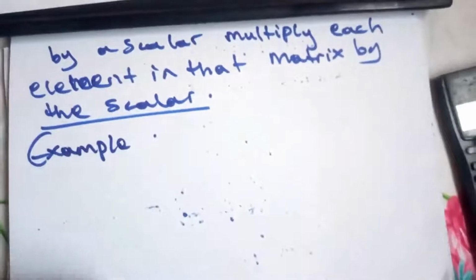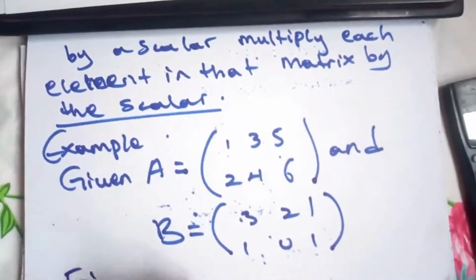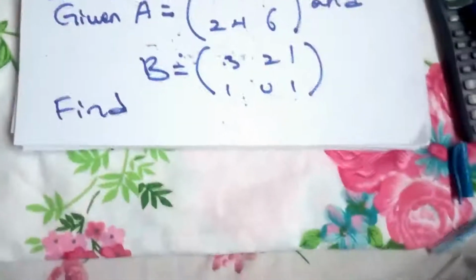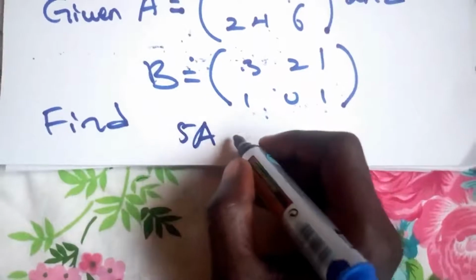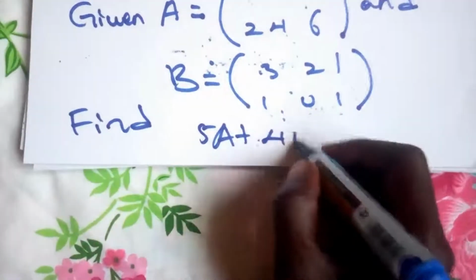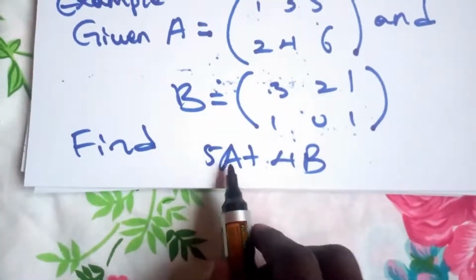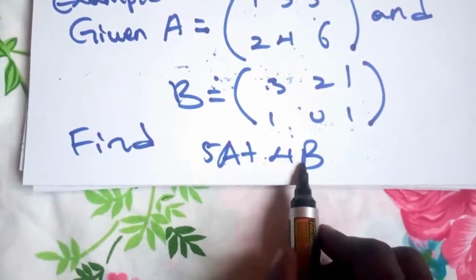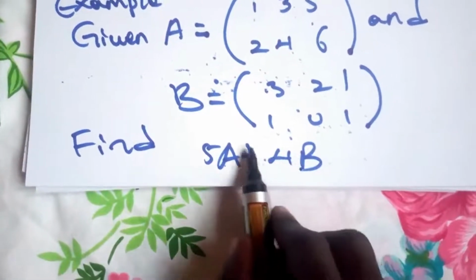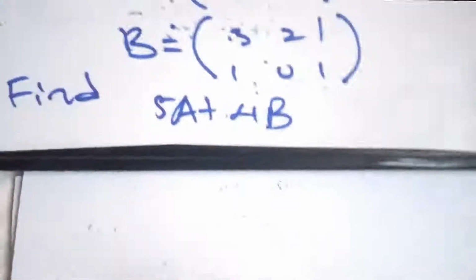Example: given A and B, find 5A plus 4B. This is very simple. You simply get a 5, multiply each element in A by a 5, multiply each element in B by a 4, then add the two matrices together. Let's do that very fast.